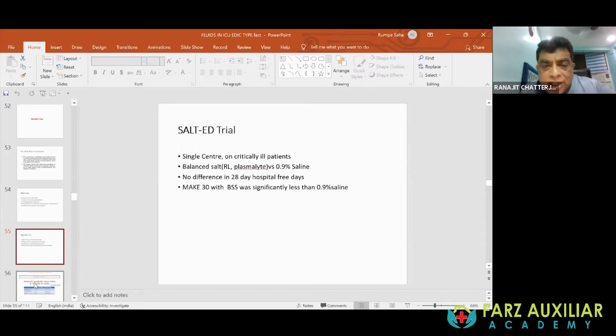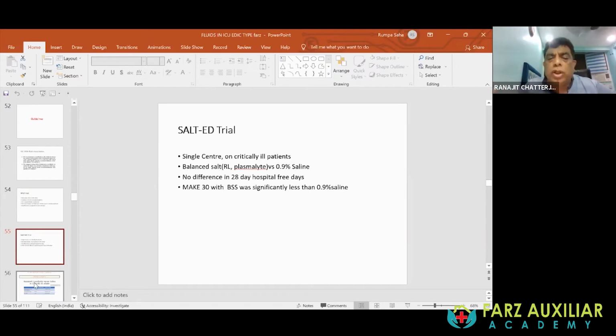Read it as non-critically ill patients. Questions will come on the SALT-ED trial and the SMART trial. SALT-ED was a single center trial on non-critically ill patients, balanced salt solution compared with normal saline. There was no difference in 28-day hospital-free days, but the major adverse kidney events at 30 days with BSS were significantly less than with 0.9% saline.